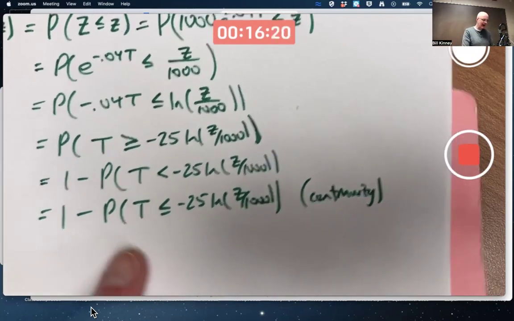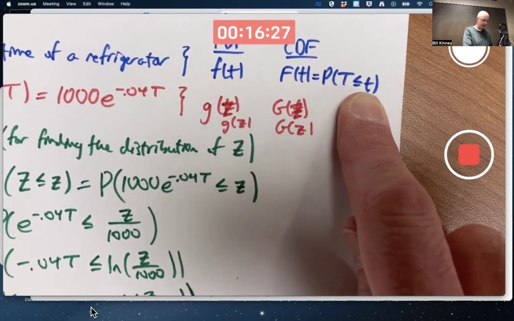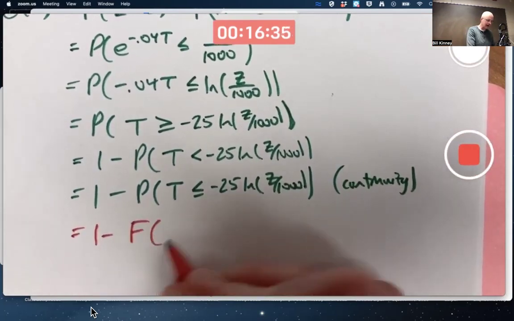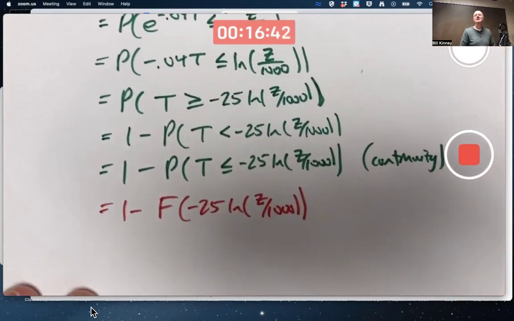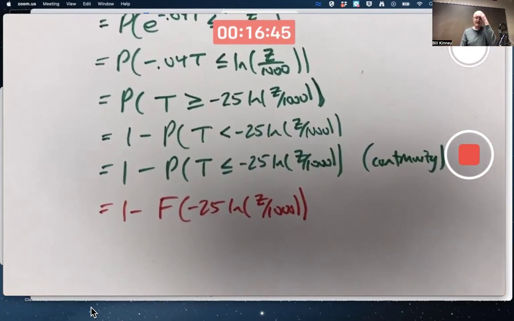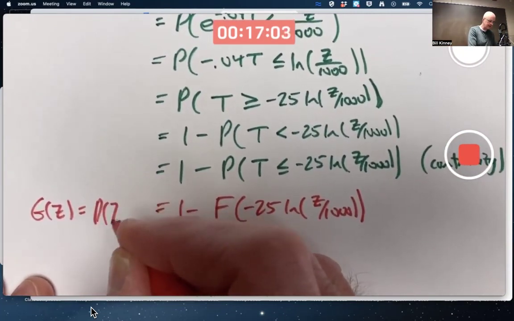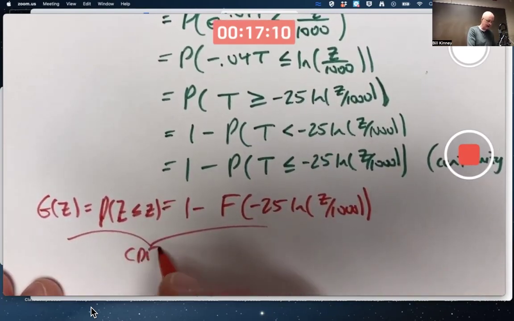And this is good, because now this part is easily relatable to this. The little t is replaced by this thing right there. So in fact, this is, you could say, 1 minus capital F of negative 25 ln of z over 1,000. Can this be simplified? It depends. It depends on what capital F is. We will work through one example by hand, the same exponential distribution as Monday, to see that you can simplify it. This is what G of z, capital G of z, the probability that capital Z is less than or equal to little z is. This is the CDF of capital Z in the abstract.